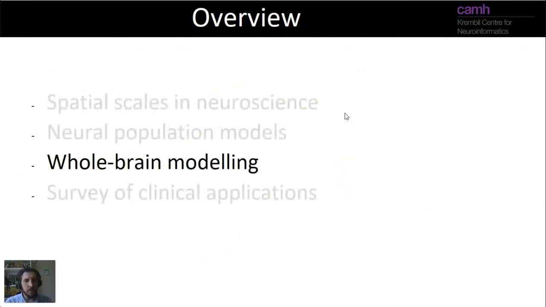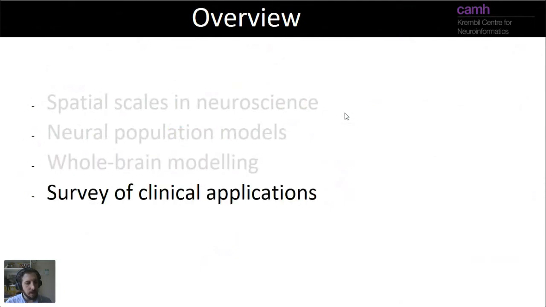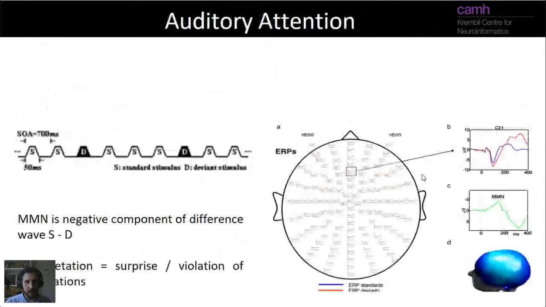What I want to do in the final part is go through a quick survey of some clinical applications. I will just blast through this, and then I'll take all the questions at the end, because we're a little short on time. We have another 5 minutes, if I'm right, before our next break.